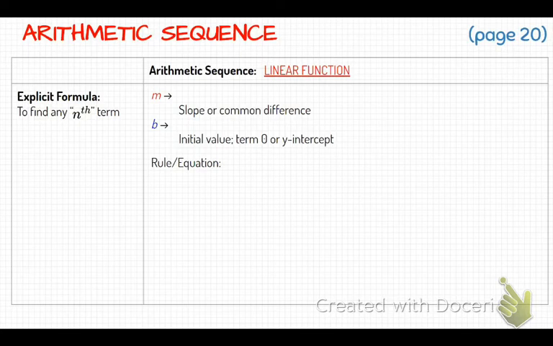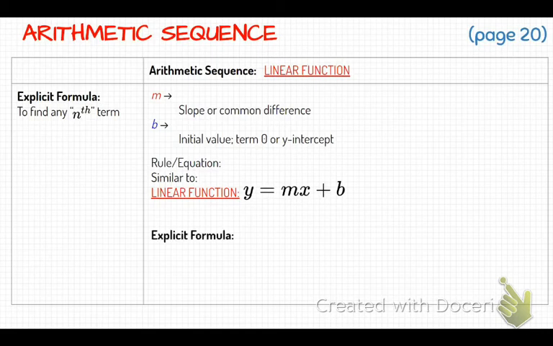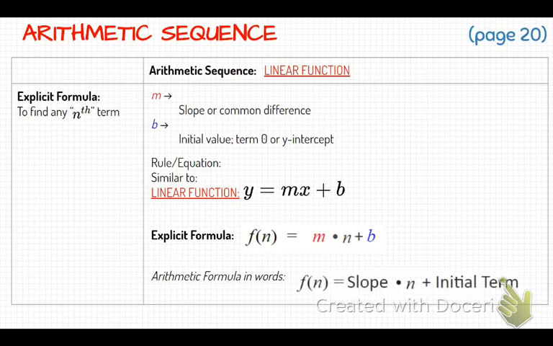We can write a rule or equation for this. It's very similar to our linear function, which is y equals mx plus b. But instead of using x and y as my variables, now we're using n. So our explicit formula is f of n equals m times n plus b. It's the same thing. I just swapped out some different variables, okay? The arithmetic formula in words is f of n, so whichever term I'm looking for, is the slope times that term plus the initial term, or the initial value, okay? So slope times the figure number plus the initial value.